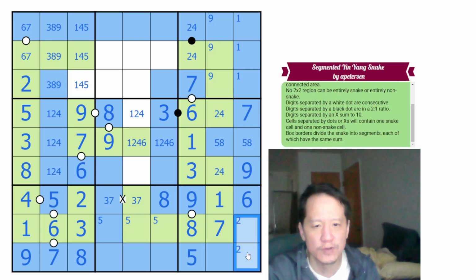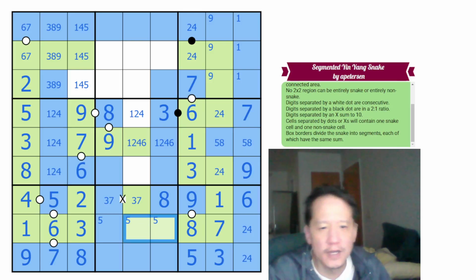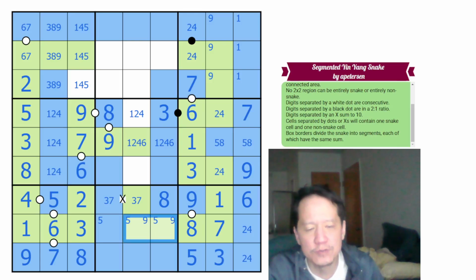2 is one of these. This becomes, what, 2, 3, and 4? But this can't be 2 and 4, so this is 3. Neither of these can be 3. So this is now a 2, 4 pair also here. Interesting. The 9 then has to be one of these 2 cells.